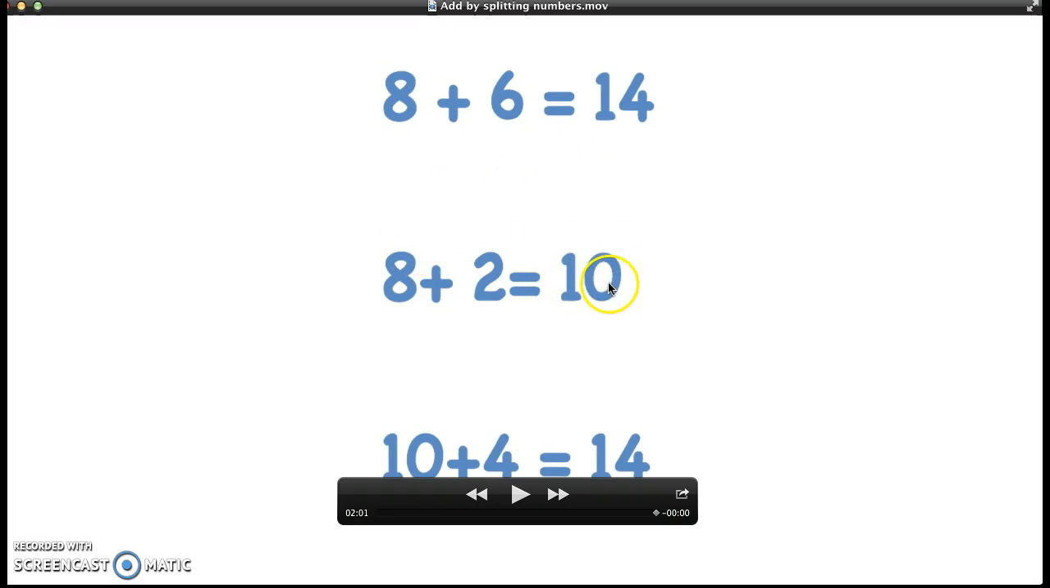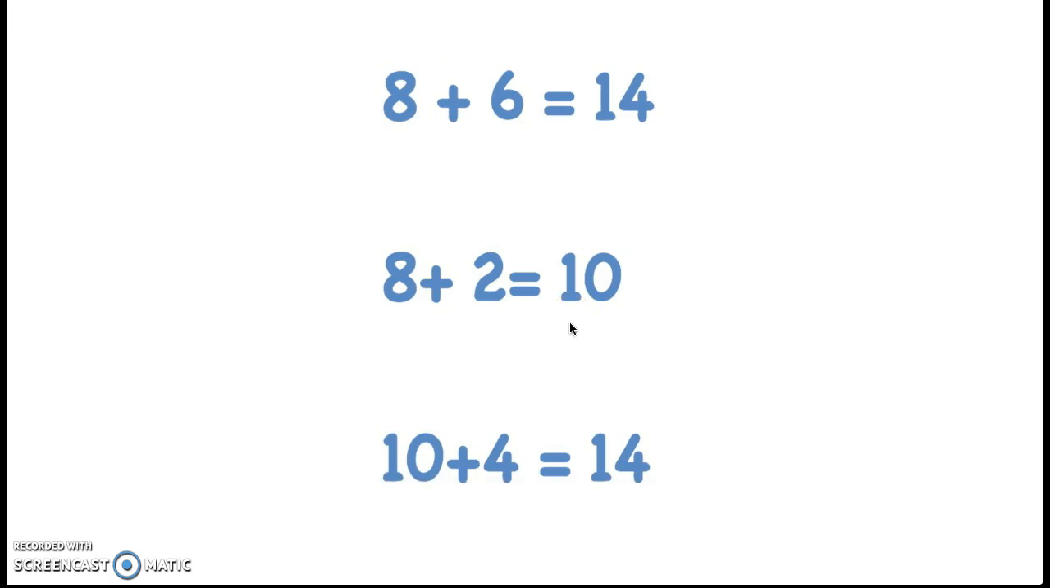And the reason we do that is because zero-ending numbers are very easy to add to. So 8 plus 2 is 10, 10 plus 4 is 14. We split the 6 into a 2 plus 4, and that is the strategy. It is adding by splitting the second number into smaller parts.